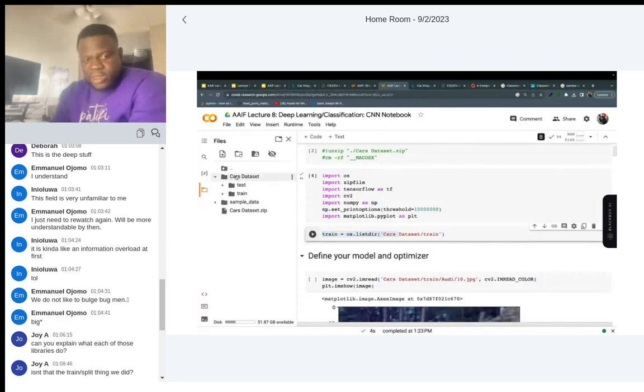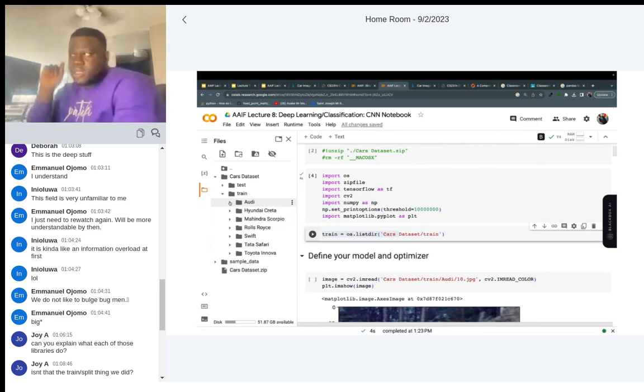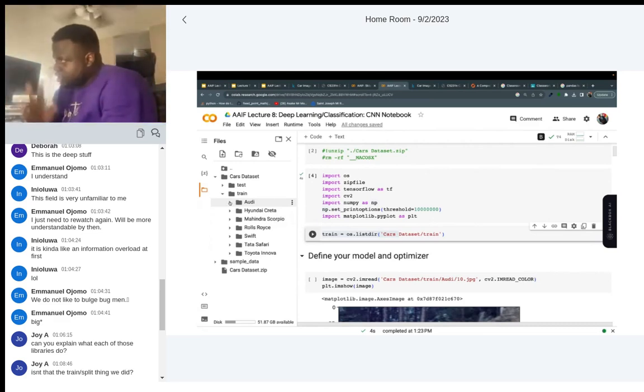The car dataset has train and test. What does train have? Train has all the datasets I want to use. Now this is Audi, Hyundai, and so on. Now, in machine learning, there is something called labeling. There is something called the data set. You also have to label the data set.